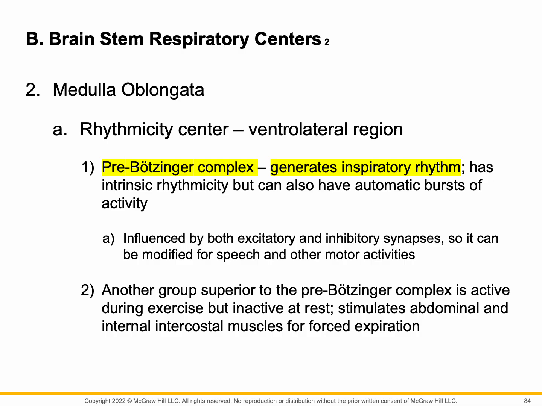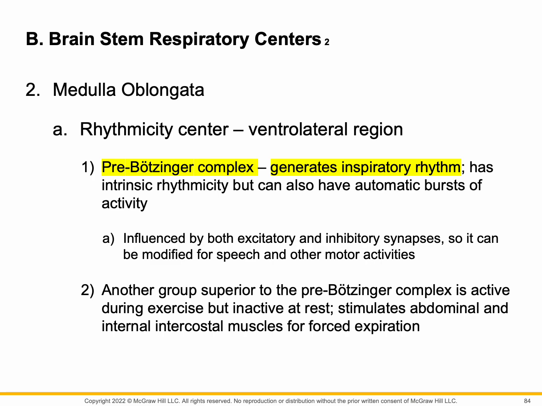There is the pre-Botzinger complex, which generates the inspiratory rhythm that has intrinsic rhythmicity, but can also have automatic bursts of activity. It's influenced by both excitatory and inhibitory synapses, so it can be modified for speech or other motor activities.